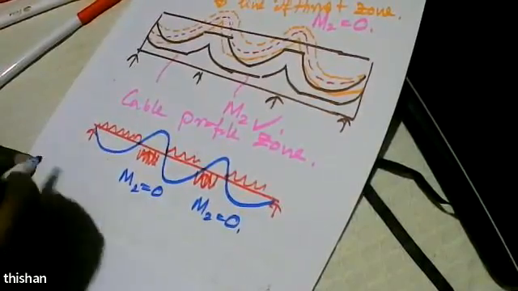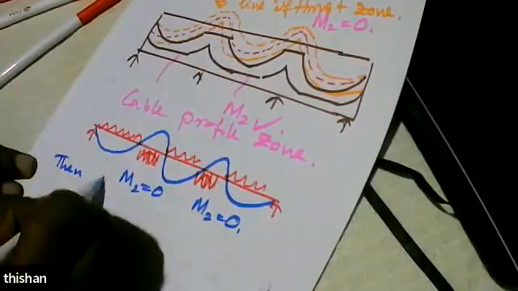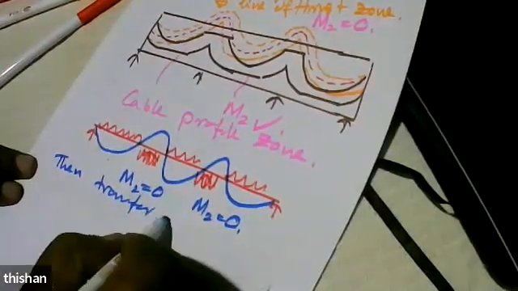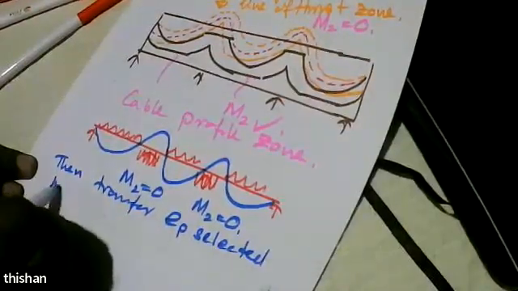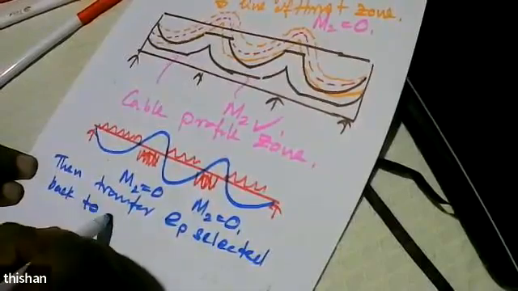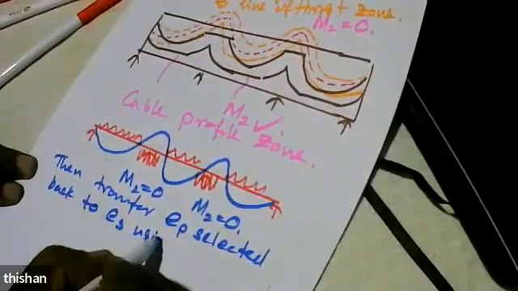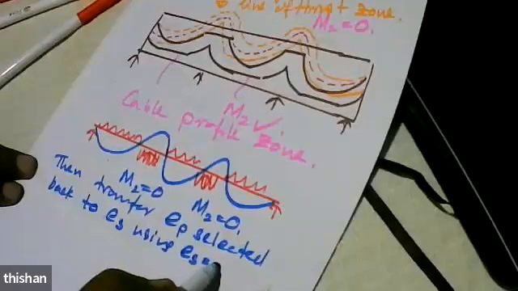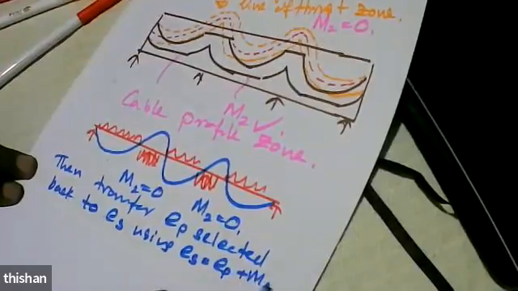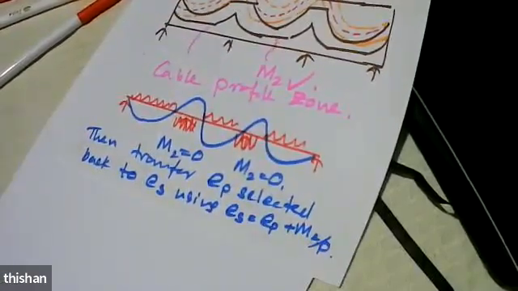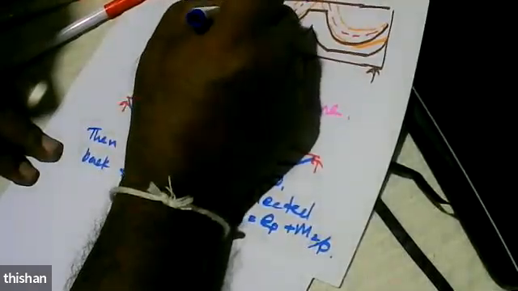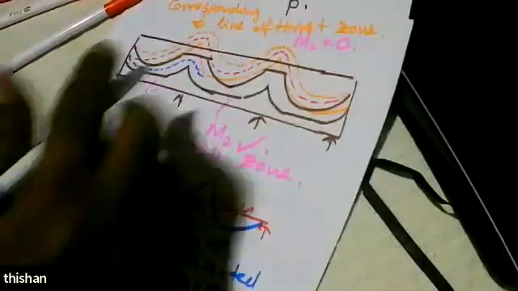Then what I will do? Then transfer the selected EP back to ES using ES is equal to EP plus M2 over P. You bring it back. The moment you bring it back, you will get a new diagram like this.